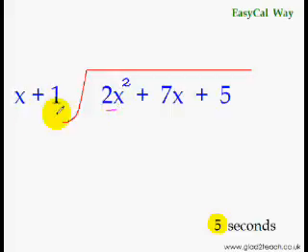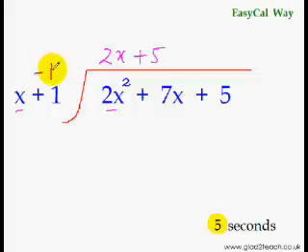So dividing the first term by the first term, we will get 2x. That is the first term of our answer. Put minus 1 here. Minus 1 times 2x is minus 2x. Minus 2x plus 7x will be plus 5x. So we'll put plus 5. Question solved. This is our quotient.